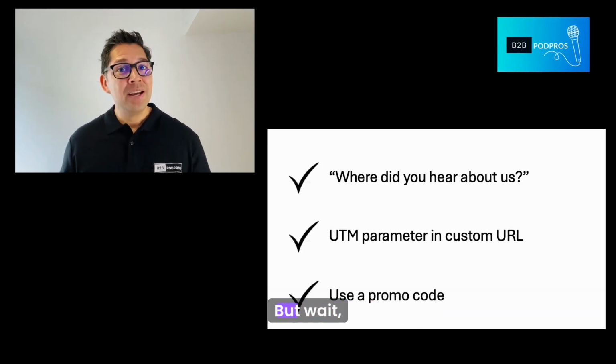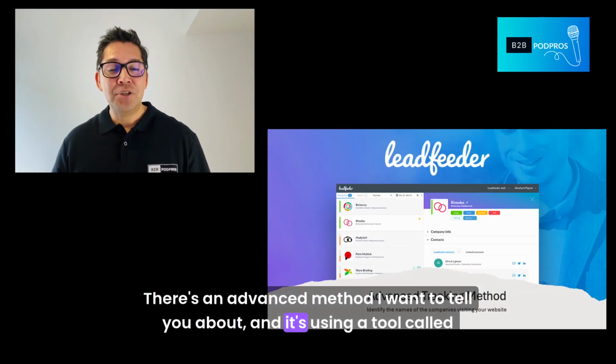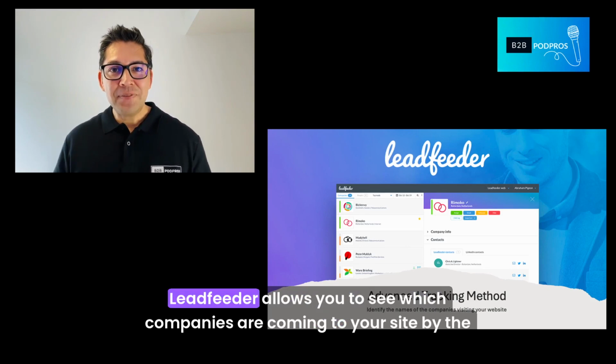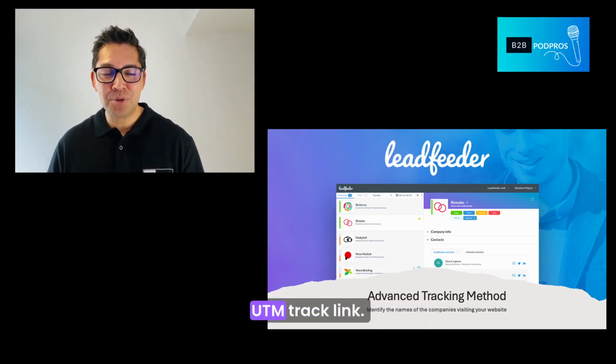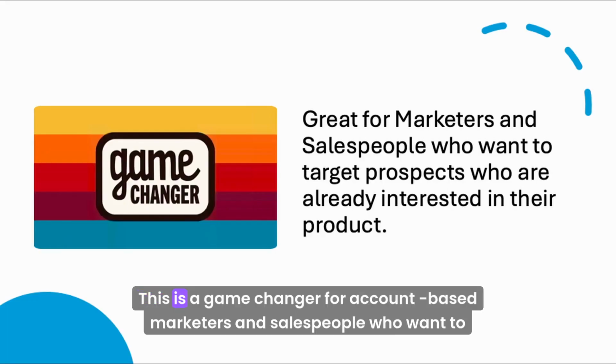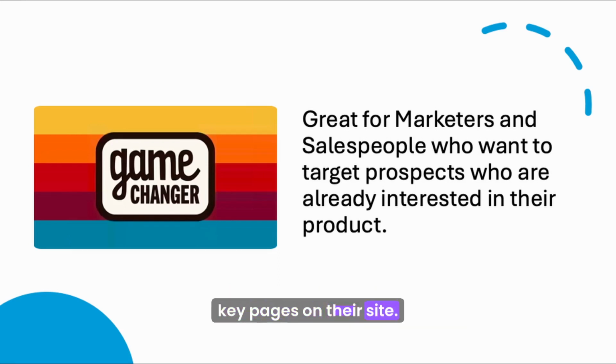But wait, there's an advanced method I want to tell you about, and it's using a tool called Lead Feeder. Lead Feeder allows you to see which companies are coming to your site via the UTM tracking link. This is a game changer for account-based marketers and salespeople who want to target prospects who are already interested in their product and visiting key pages on their site.